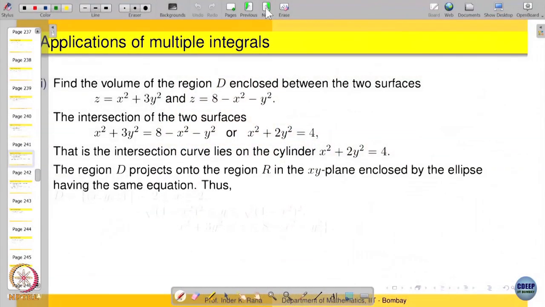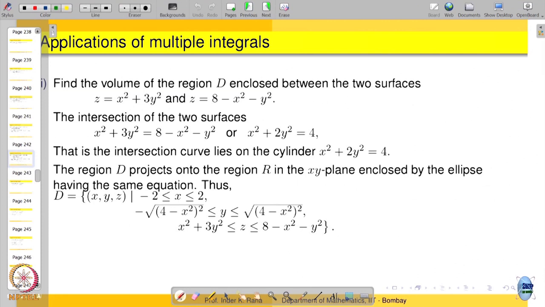And what is the solid? For every point, it goes from the lower surface to the upper surface. Right. So you can write down the integral very easily. So project onto the region in the xy plane. And that you can write as an equation in x square and y square only. So that is a type 1.